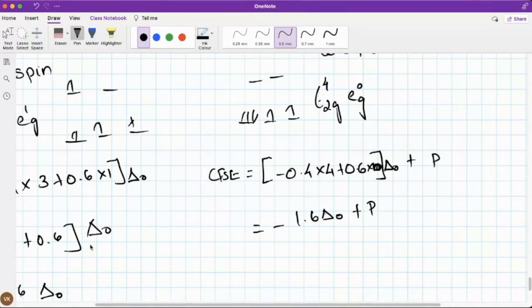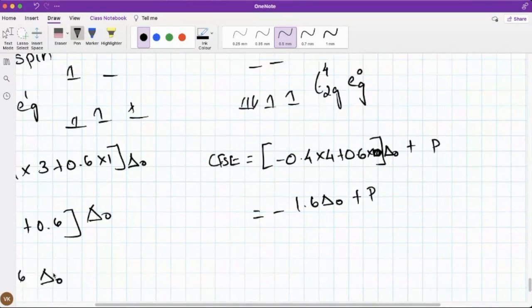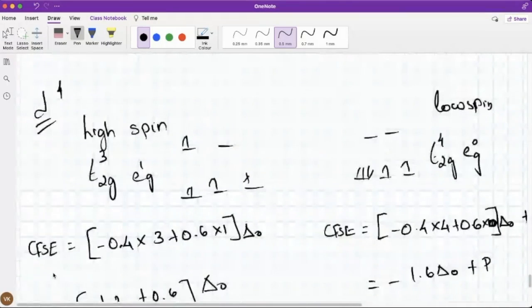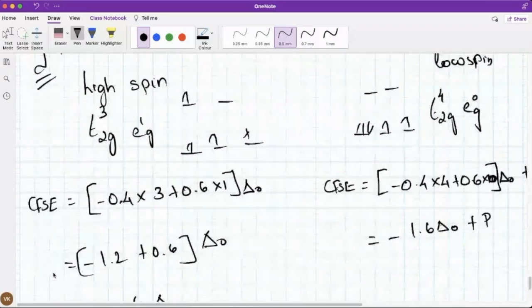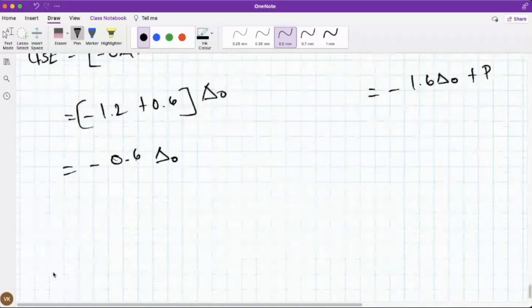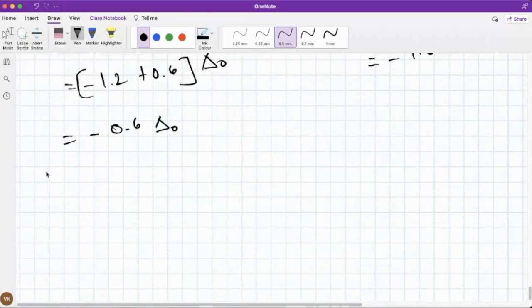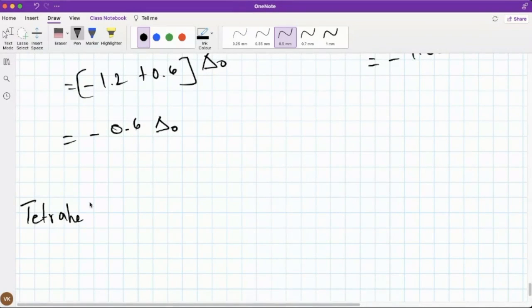Next is again... So this is so far for the octahedral complex. Now let's move on and study the tetrahedral complex or geometry.